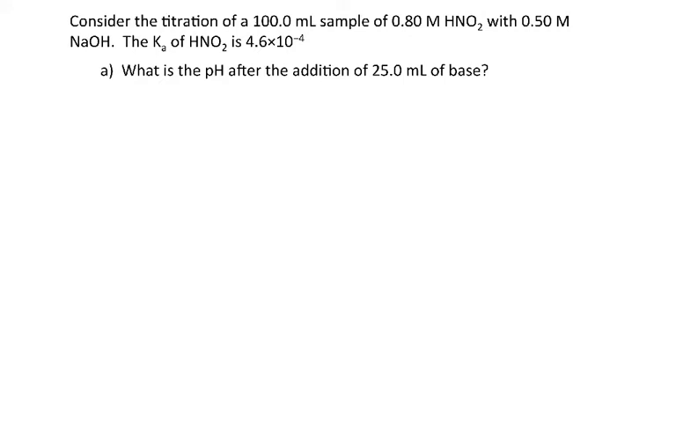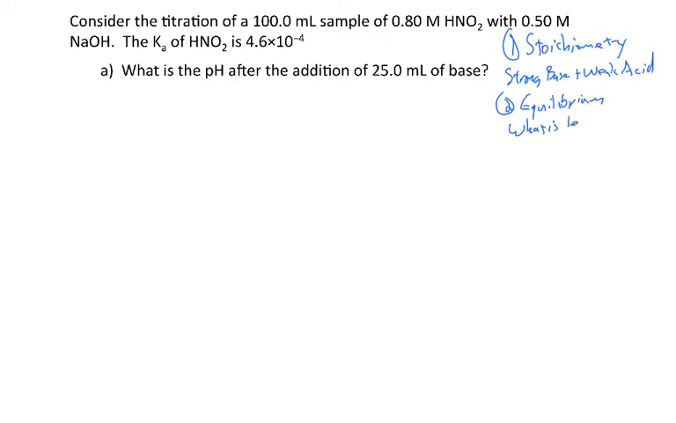And so when we've added strong base to the weak acid, the problem is always broken up into two steps. We first do a stoichiometry calculation for the reaction of the strong base with the weak acid. And then the second step is an equilibrium problem, where we deal with what's left. Essentially the leftovers of the first part.